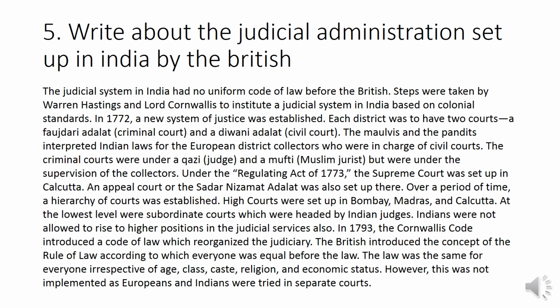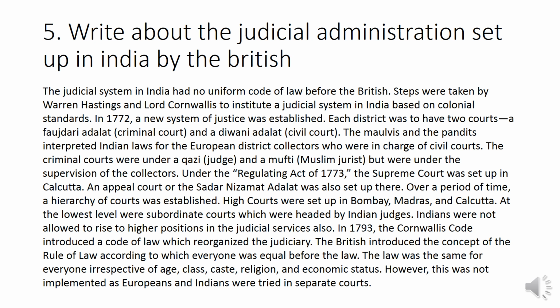Under the Regulating Act of 1773, the Supreme Court was set up in Calcutta. An appeal court, or the Sadar Nizamat Adalat, was also set up there. Over a period of time, a hierarchy of courts was established. High courts were set up in Bombay, Madras, and Calcutta. At the lowest level were subordinate courts which were headed by Indian judges. Indians were not allowed to rise to higher positions in the judicial services either.